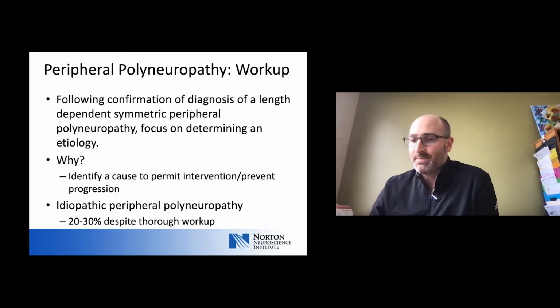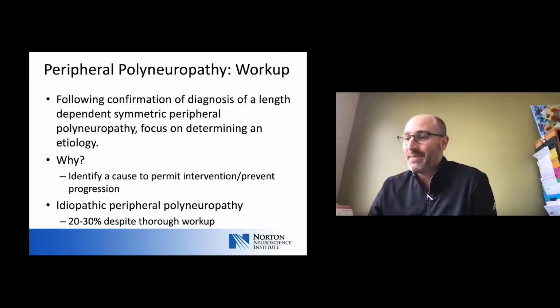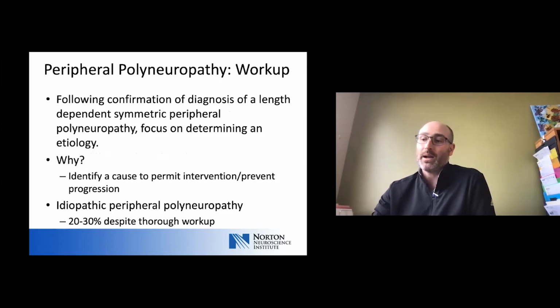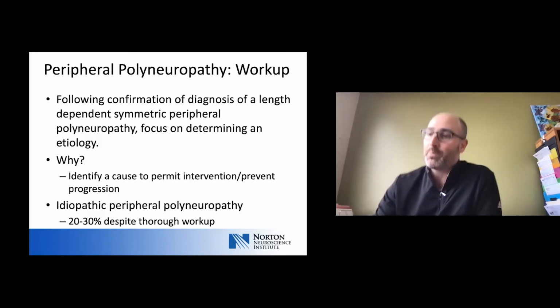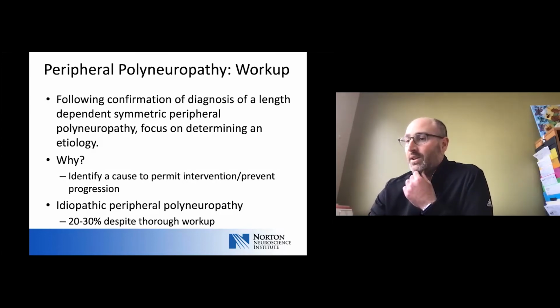All right, so at this point, we're going to assume that based on the history and exam, plus or minus an EMG, we've confirmed that the patient has that pattern of a distal symmetric polyneuropathy. And what we want to do is turn our attention to focusing on an etiology for the polyneuropathy. The rationale here is that if we can identify a cause, possibly we can treat that cause and prevent progression. One of the frustrating things about peripheral polyneuropathy is that even following a really thorough workup, you'll be left without an obvious cause in about 20 to 30% of cases. This would tend to be more common in older adult patients.